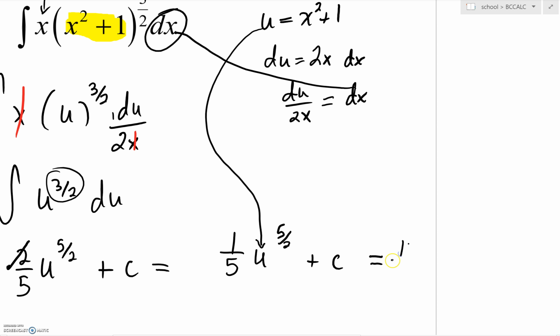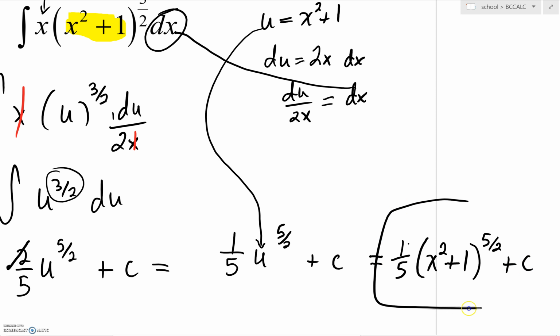This would be 1/5, but instead of writing u, let's replace what we were substituting in. That u is x squared plus 1. We're raising it up to the 5/2 plus a constant. So that's really where we're going.